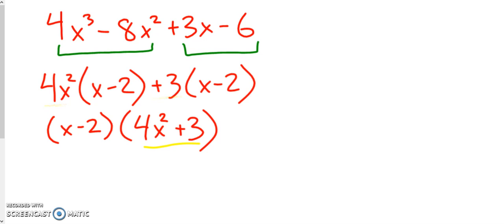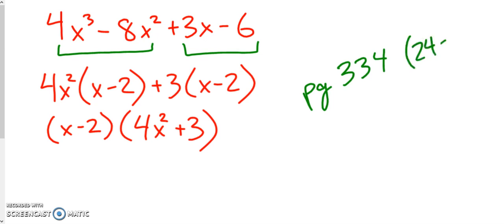All right, now, the assignment for this part would be page 334, 24 to 34 even, and 50 through 60 even.